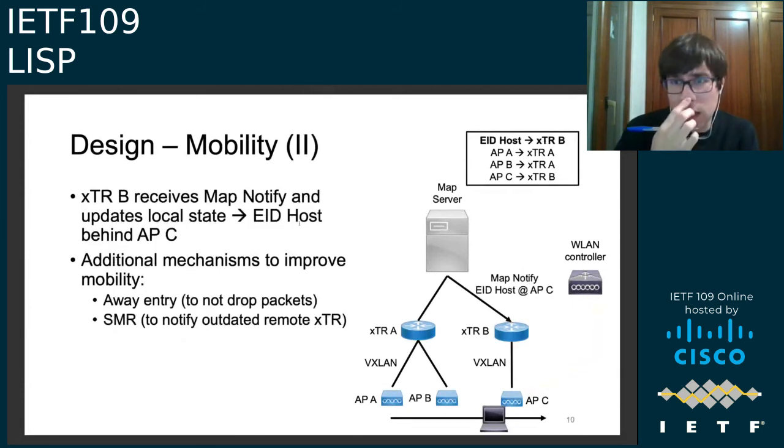So once we have updated the location of the endpoint in the map server, the new XTR receives a map notify in order to update local state, so traffic can reach the new host. And also we use a couple of mechanisms to improve connectivity. They are the away entry and the SMR. Can you switch to the next slide, please?